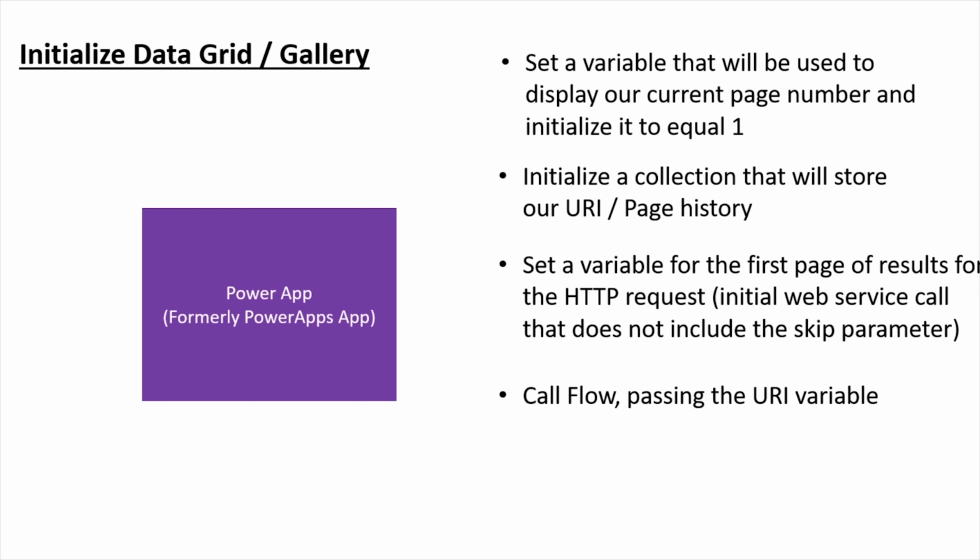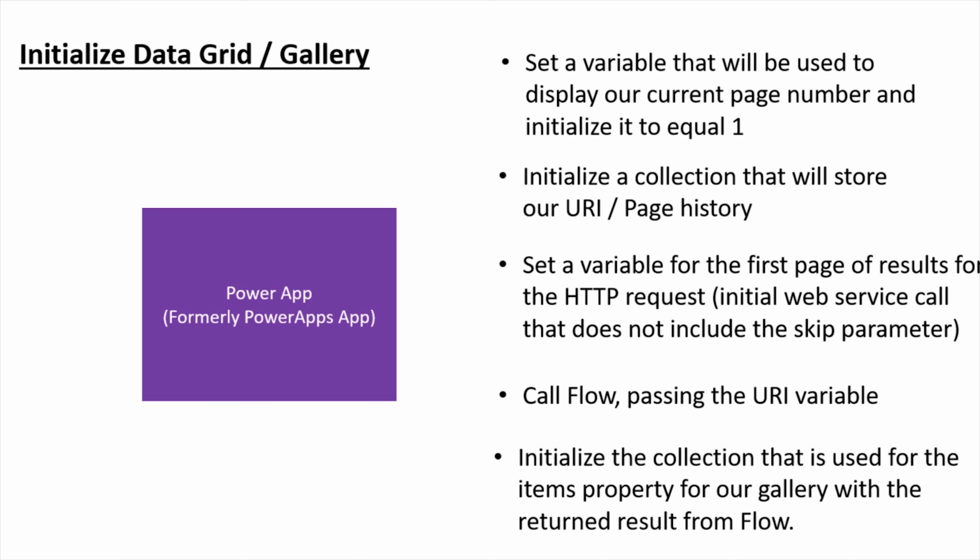If you set it to any higher than that, you won't return back all the records that you're querying. Next thing we do is we call Flow, and we pass that URI parameter to Flow, which will return back our JSON object. The last thing we do is initialize our collection that is used for the items property of our gallery, and that's been returned from Flow, and that will display our items in our dashboard or our grid.